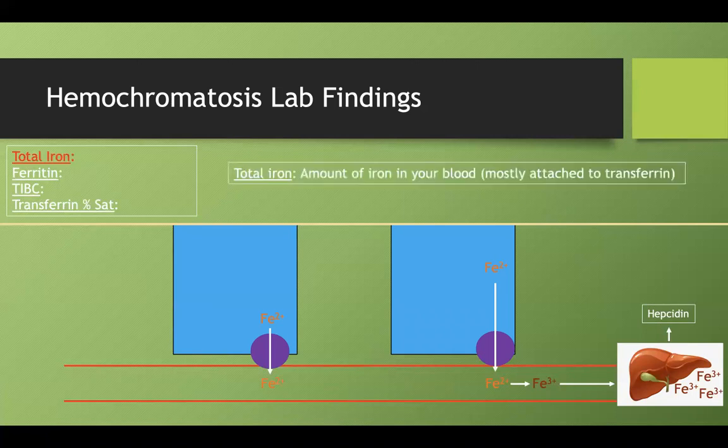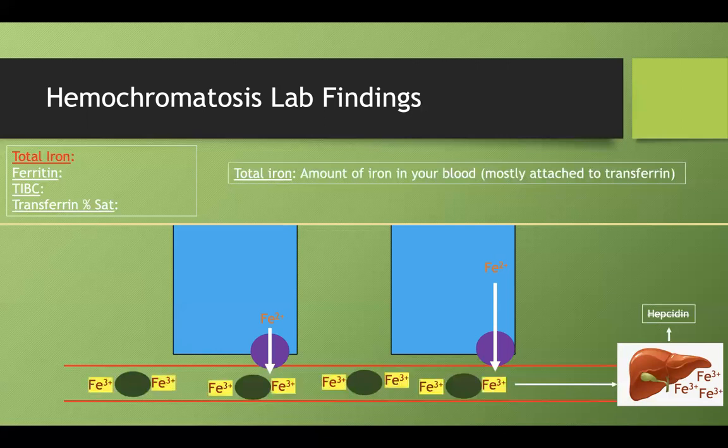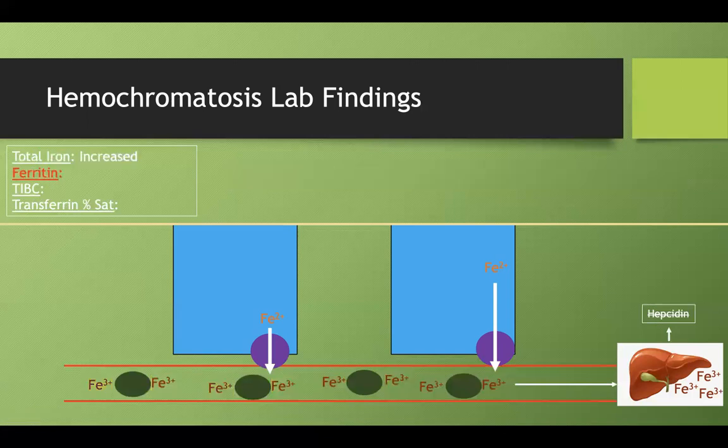So our total iron is the amount of iron that's in your body. I mentioned that once your iron gets in your bloodstream, the majority of it gets quickly attached to transferrin to move through the bloodstream. And so in a condition like hemochromatosis, where our ferroportin enzymes here can pretty much roam freely without any counter-regulation, you're going to get a ton of iron in our bloodstream. Most of that iron will attach to transferrin, and we can measure all that iron. And in this case, we're going to have excessive iron, and so our total iron will be increased.